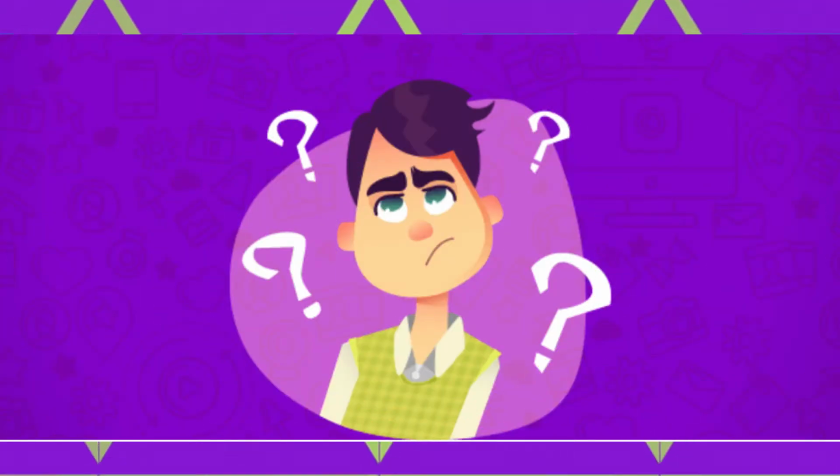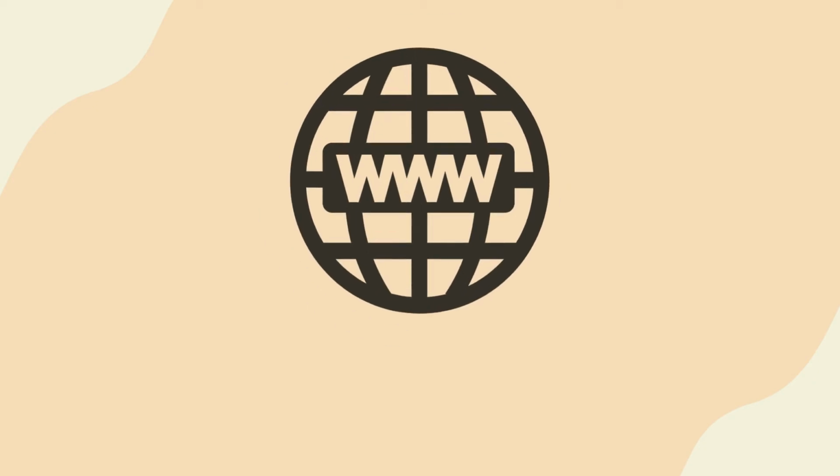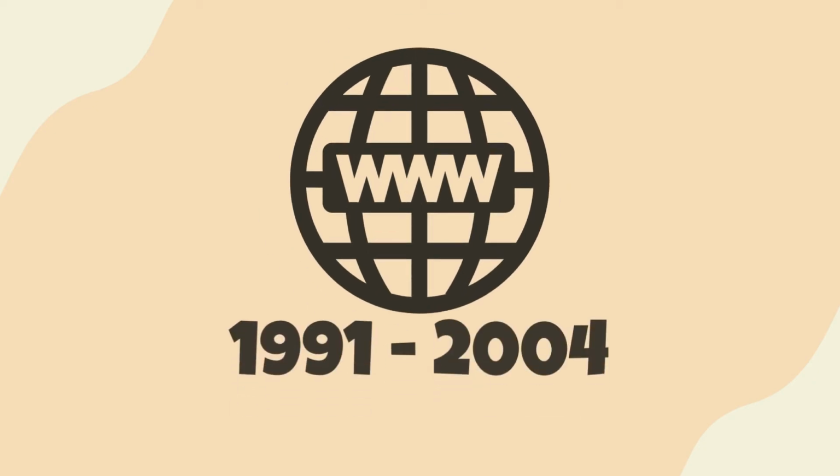So first, let's talk about Web 3.0. And then it'll be easier for us to understand the whole blockchain, how this blockchain works, all those things. Now, before we understand what this Web 3.0 is, we need to understand what Web 1.0 was and Web 2.0 was. Now, Web 1.0 was basically from 1991 to 2004.